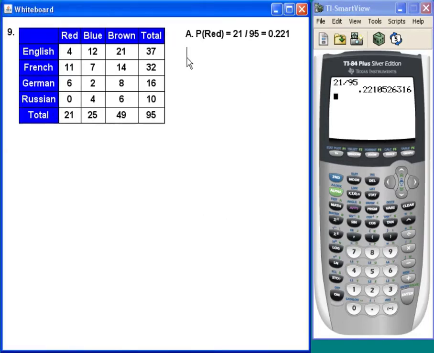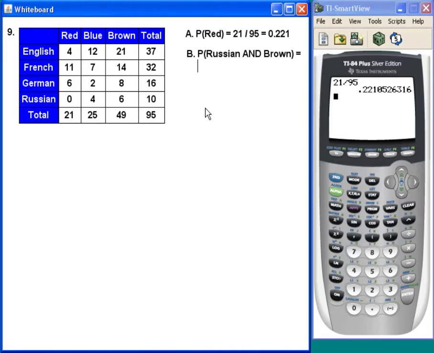B, they want the probability that the book is written by a Russian author and has a brown binding. So the probability of Russian and brown binding.